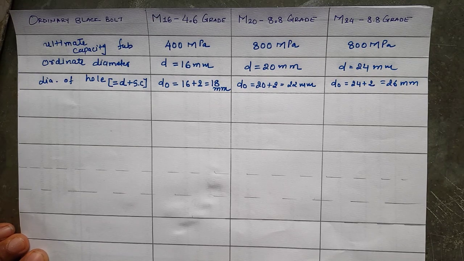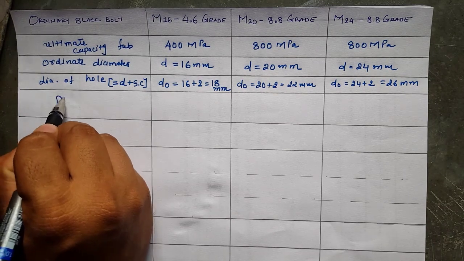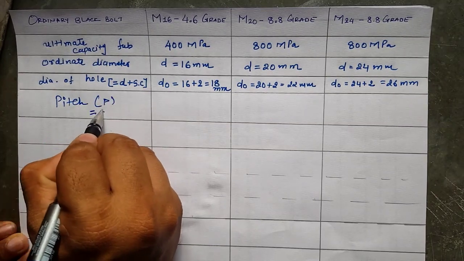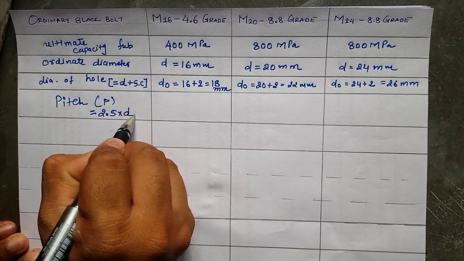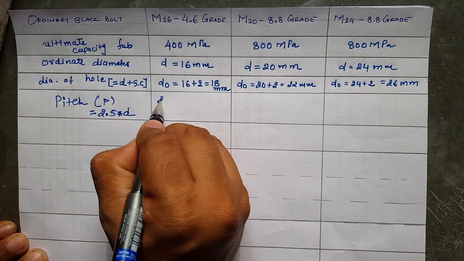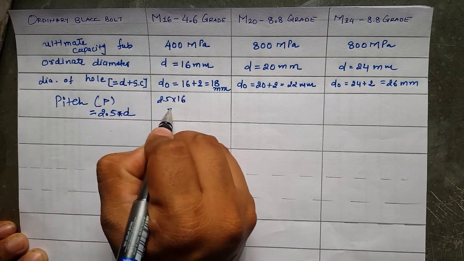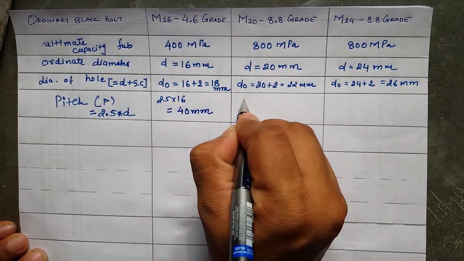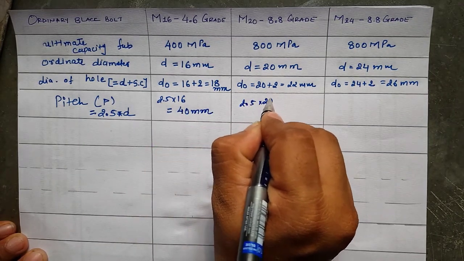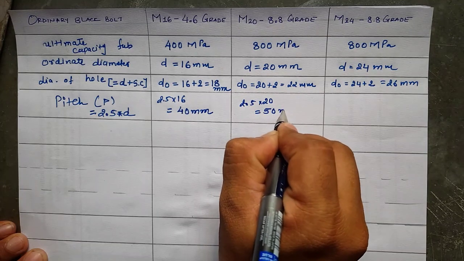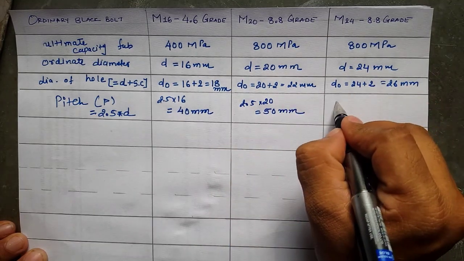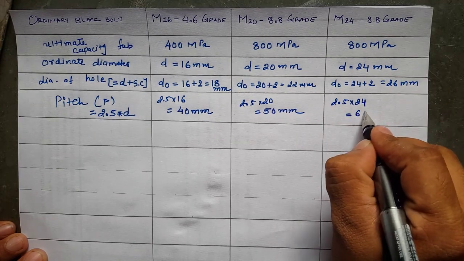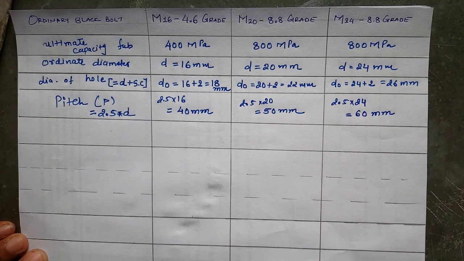Now after D0 we will require pitch value, which is equal to 2.5 times the nominal diameter. So 2.5 into 16 is equal to 40 mm. 2.5 into 20 is equal to 50 mm, and 2.5 into 24 is equal to 60 mm.